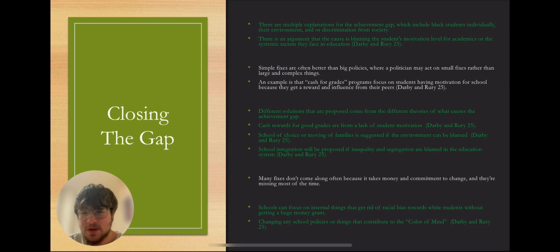Schools can focus on internal things that get rid of racial bias towards black students without getting a huge money grant. For example, they can change any school policies or things that contribute to the color of mind or the unequal practice and systemic racism toward black students.